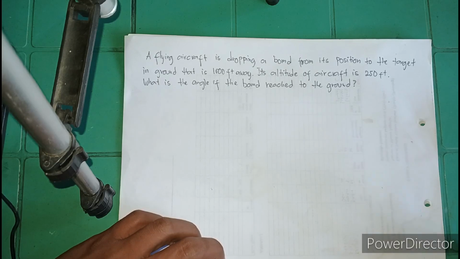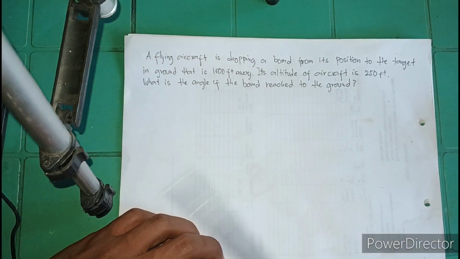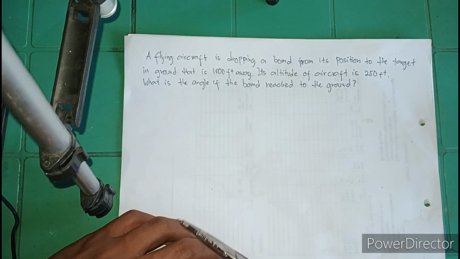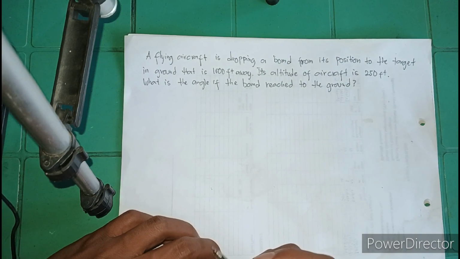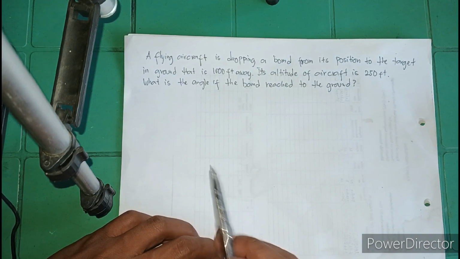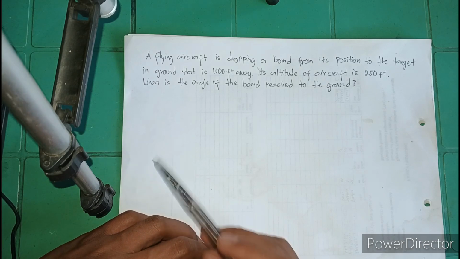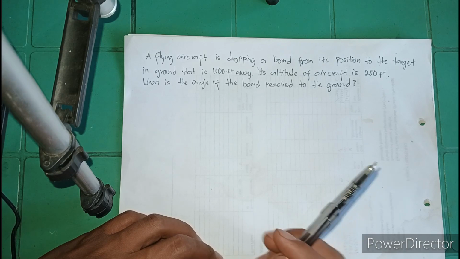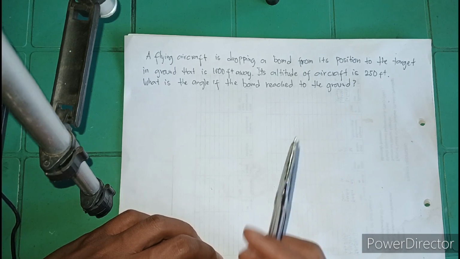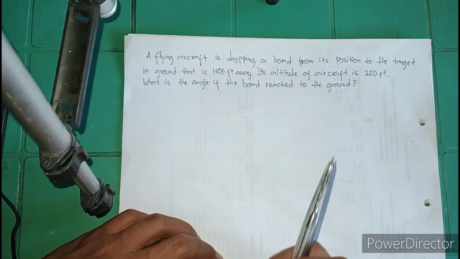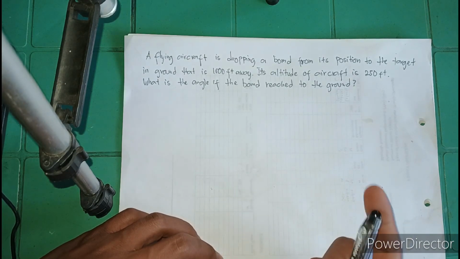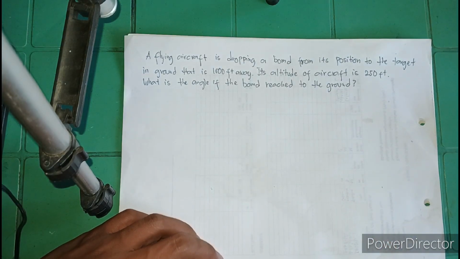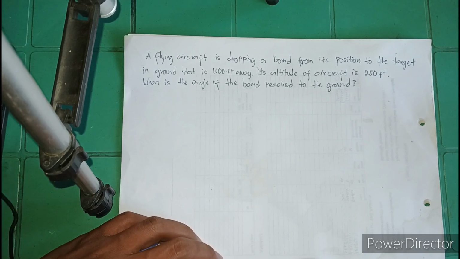So in our next example, we are also involving a right triangle real problem scenario. In this next problem, a flying aircraft is dropping a bomb from its position to the target on the ground that is 1,000 feet away. The altitude of the aircraft is 250 feet. What is the angle if the bomb reaches the ground?